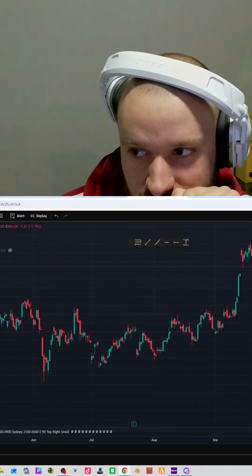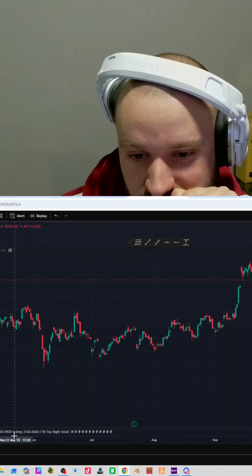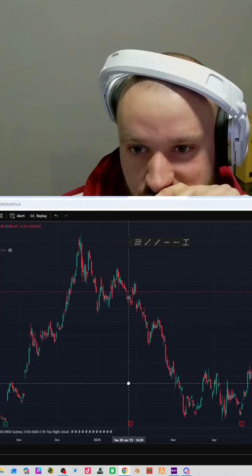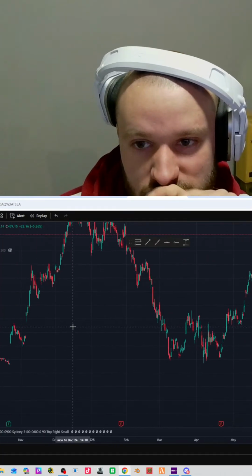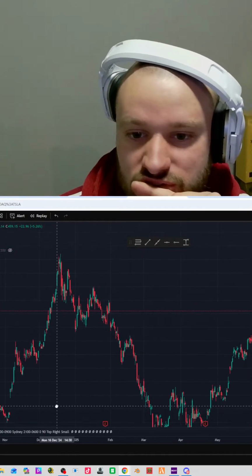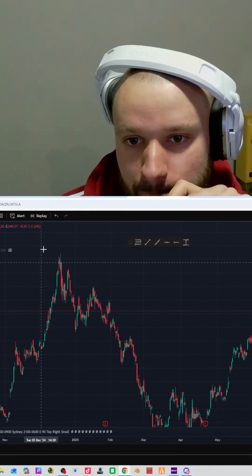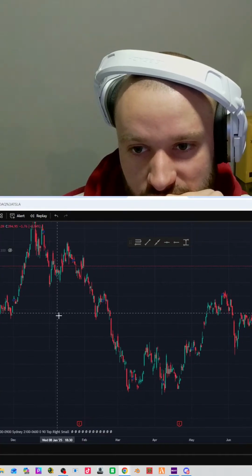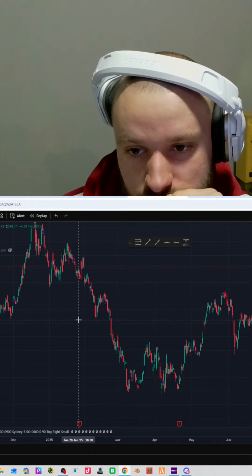Let's see. Dude, this Tesla chart, it's goofy as hell. There's a peak, here's a low. There's a liquidity sweep.